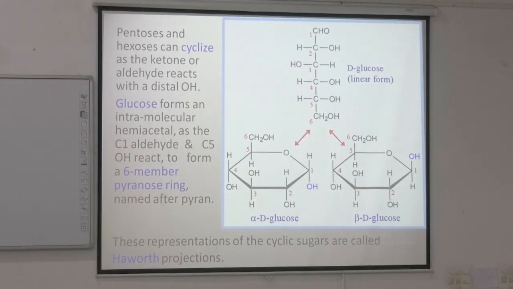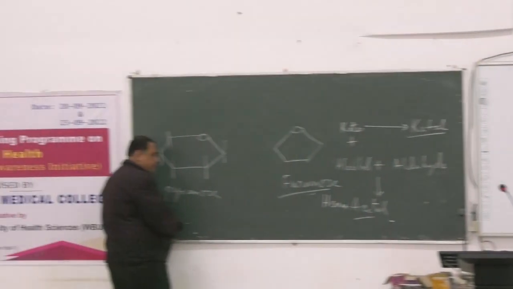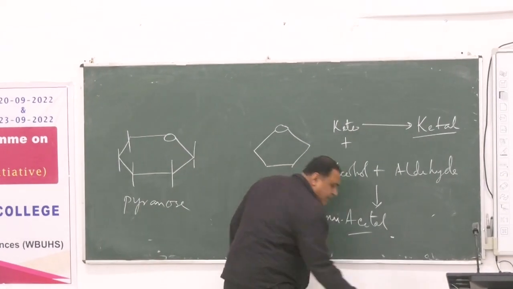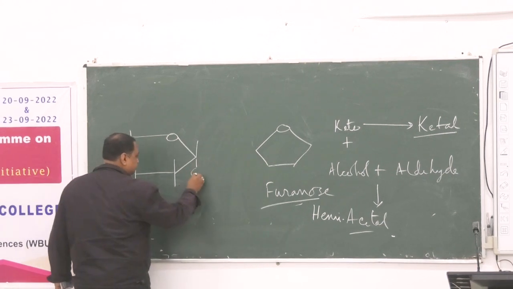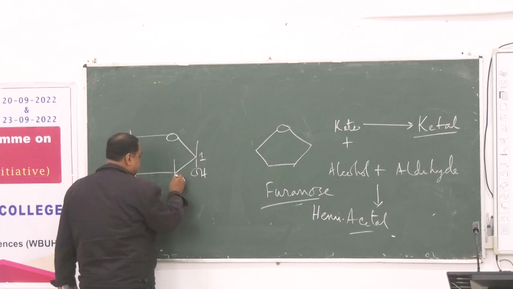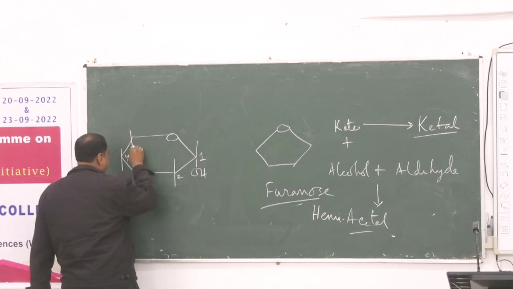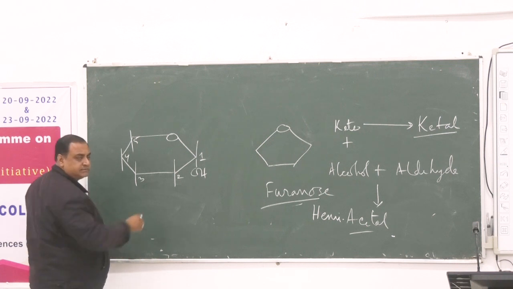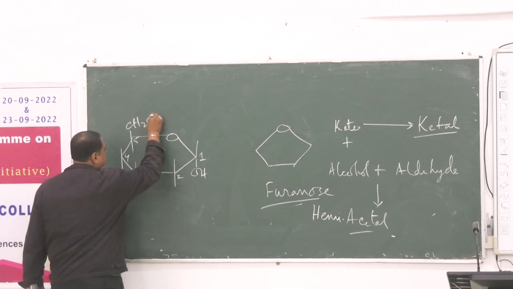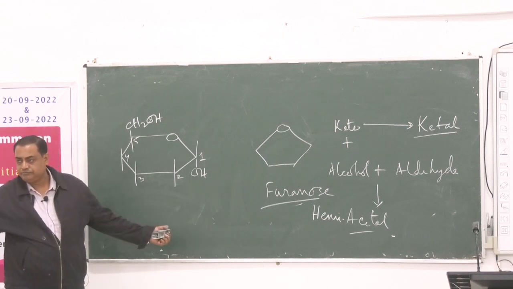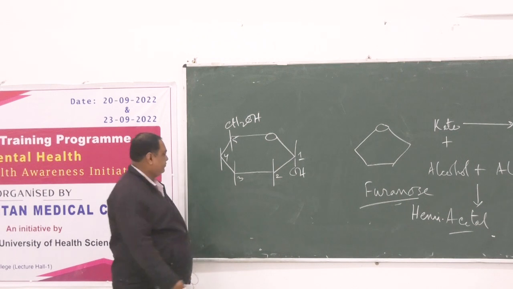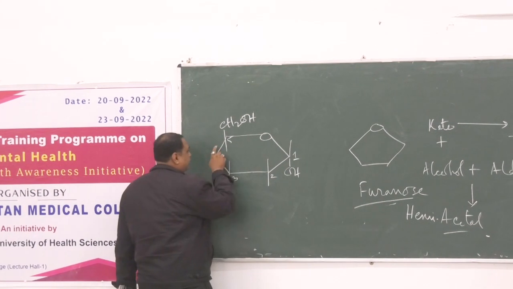See this one? Correct? So this is showing the structure of glucose. Suppose we are drawing the structure of alpha D glucose. This is C1, this is C2, 3, 4, 5. Why 6? Why like this? Because 6 carbon is not a chiral carbon. Right? 1, 2, 3, 4, 5.